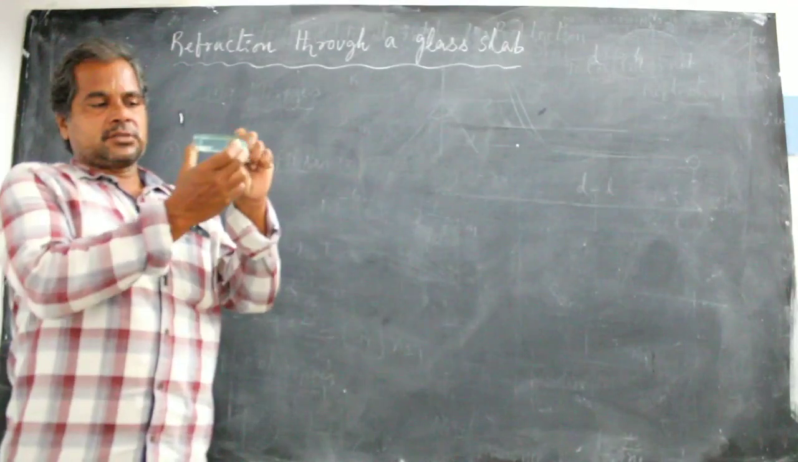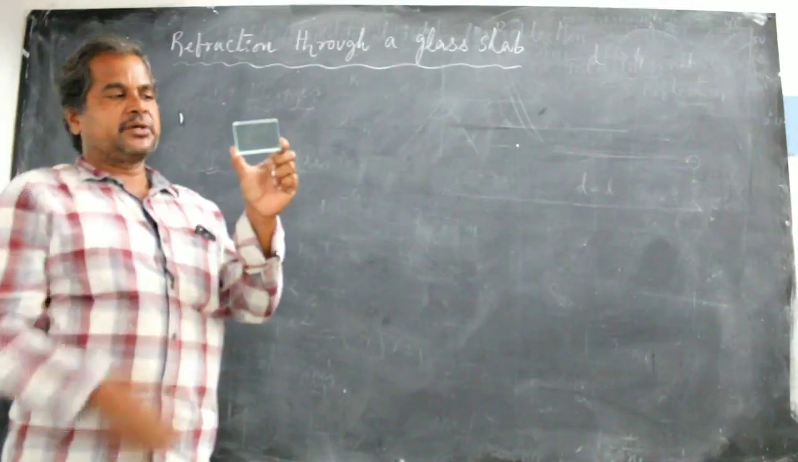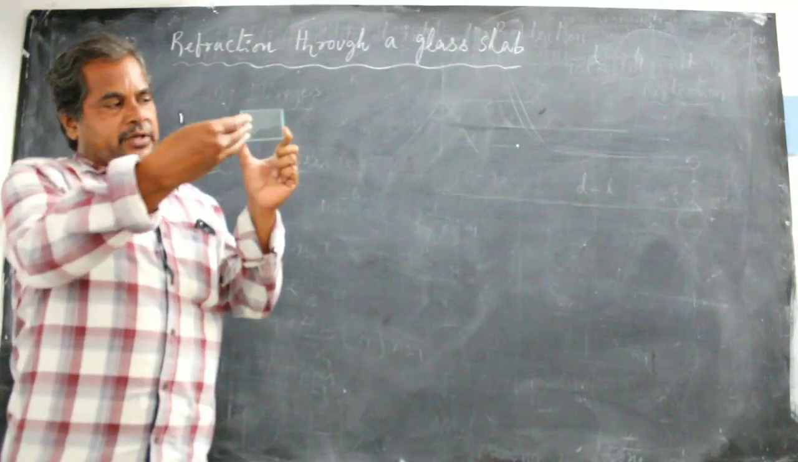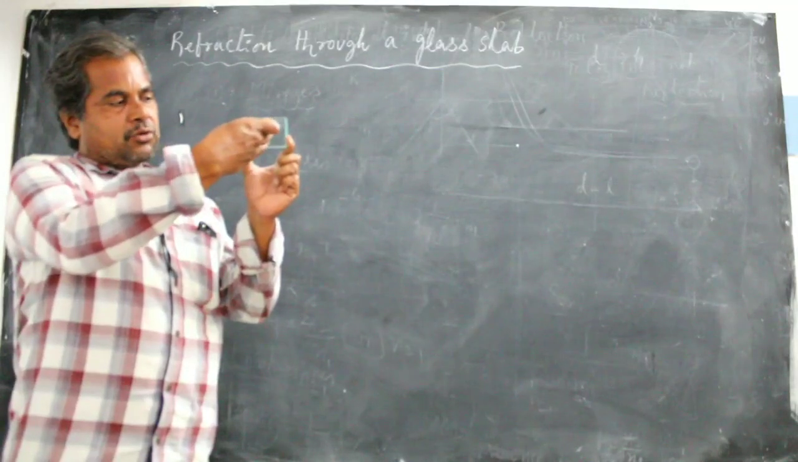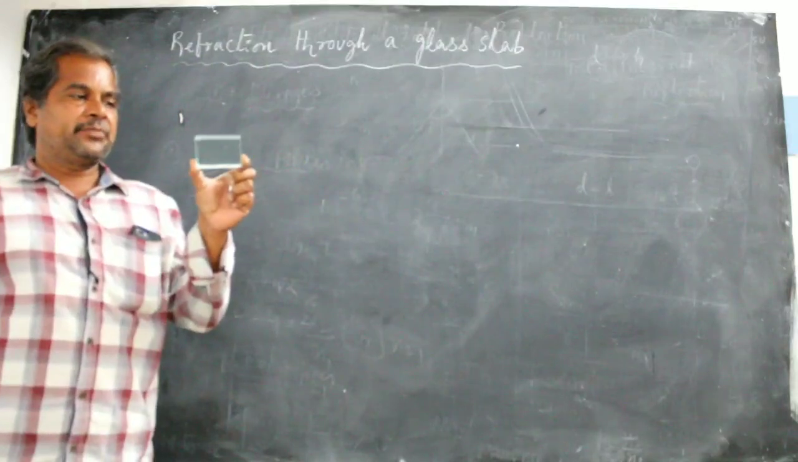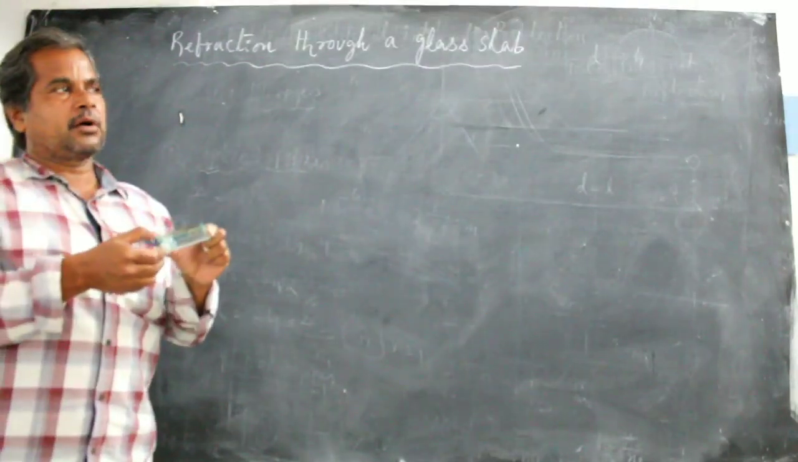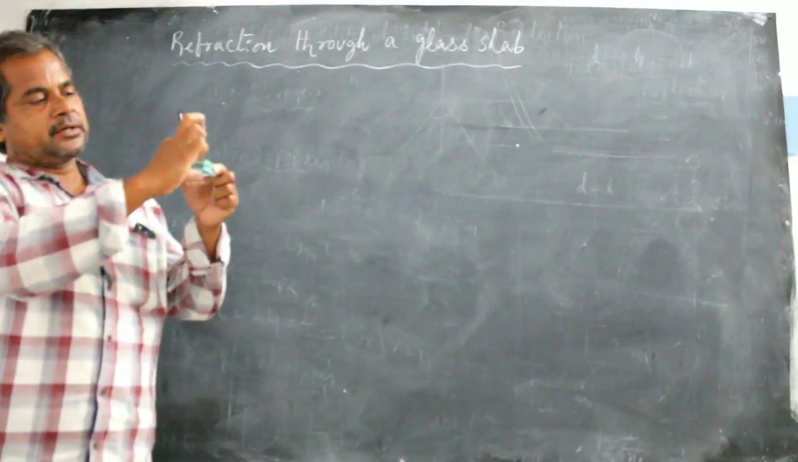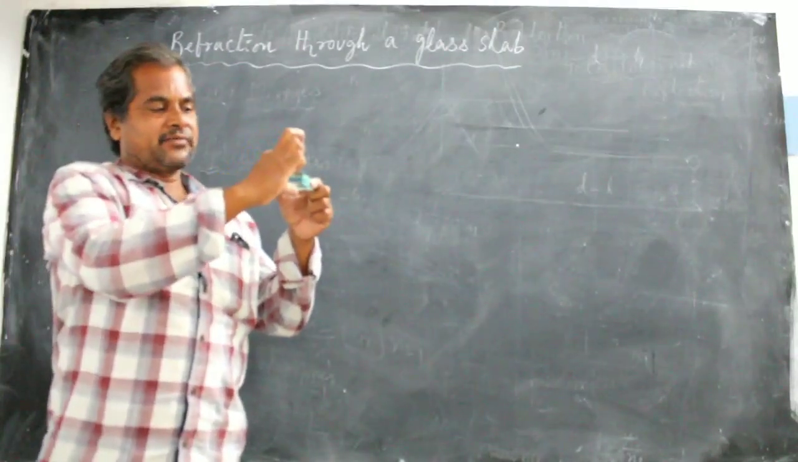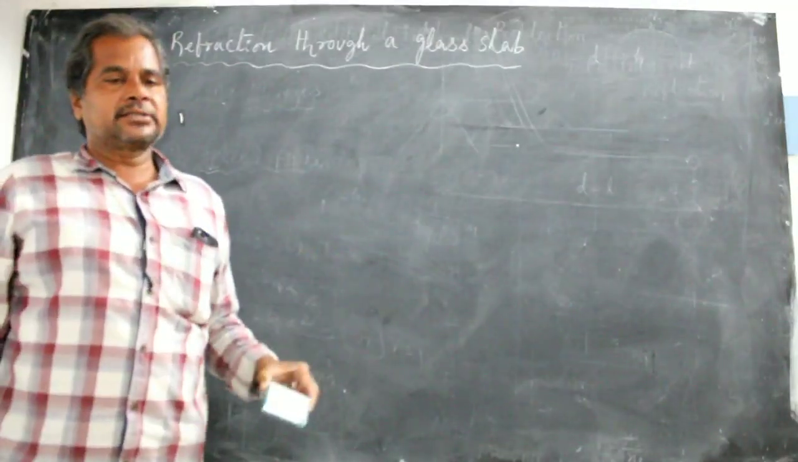So here this glass slab is also a transparent medium. How can you say that it is a transparent medium? Because we can see the objects through the glass slab very easily. That's why we can say that it is a transparent medium. It is isolated from the surrounding medium, and also it is formed by two plane surfaces which are parallel to each other. So this is a glass slab.